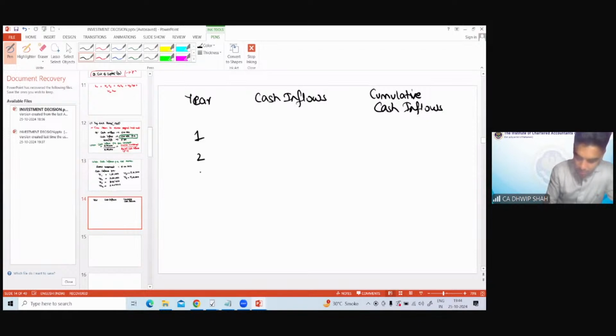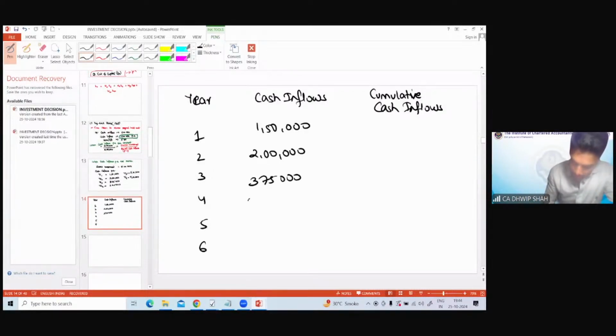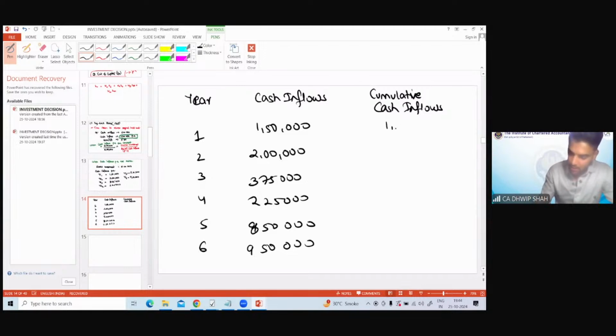So year 1, 2, 3, 4, 5. My life of the project is 6 years. Cash inflows per annum, I will just copy it from my illustration: 150, 200, 375, 225, 850, and 950. Correct? So in year 1, cumulative cash inflows 150.